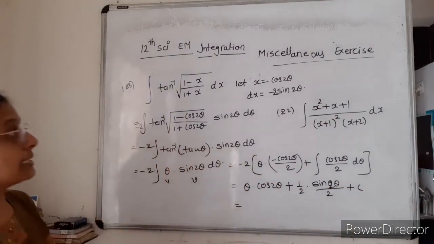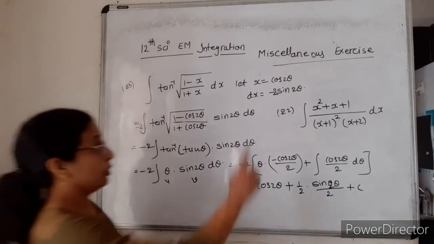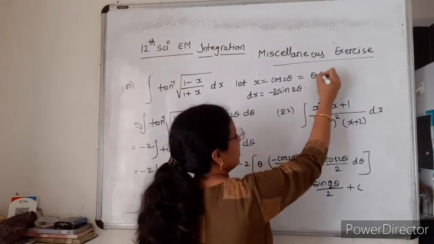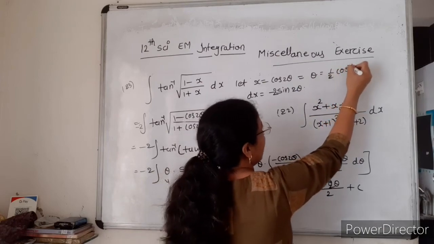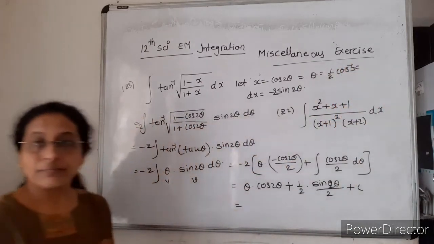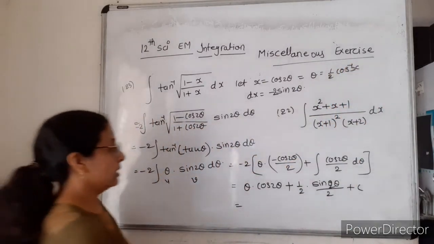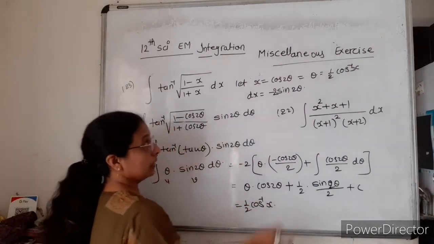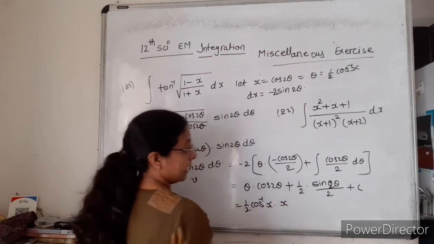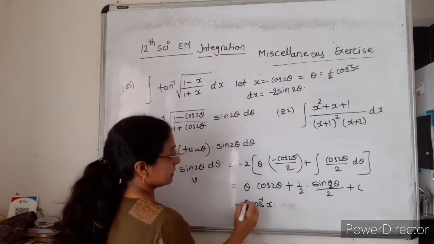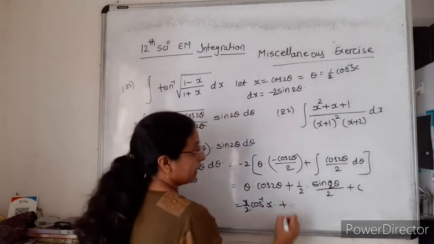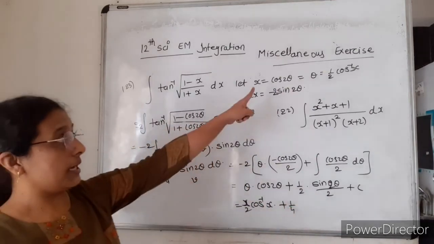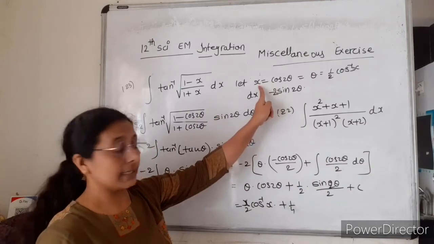Now what is theta? So 2 theta is cos inverse x. So theta is 1 by 2 cos inverse x. Right? Yes. So here 1 by 2 cos inverse x. Cos 2 theta is x. So we can say this is x by, plus 1 by 4.